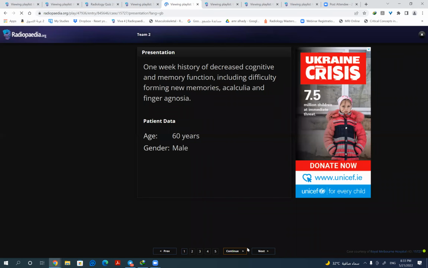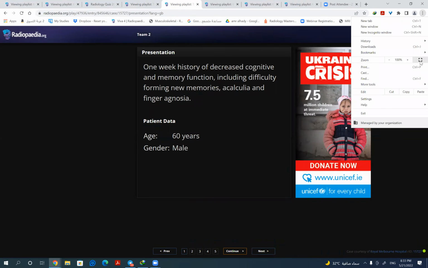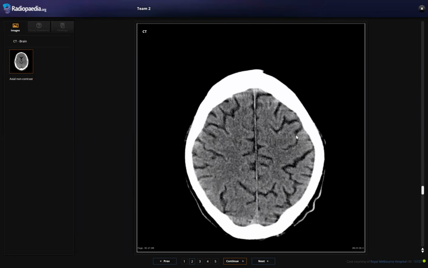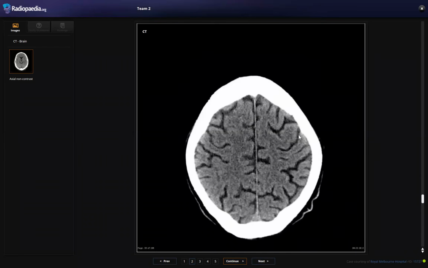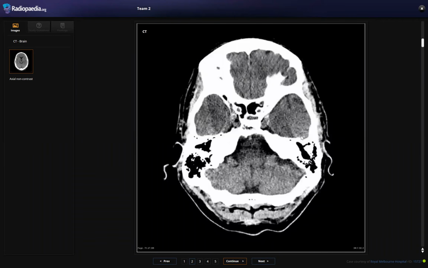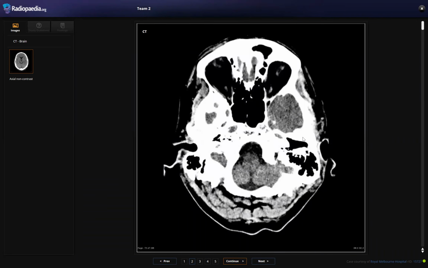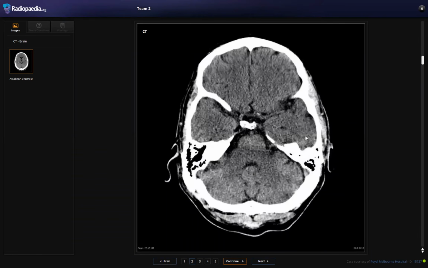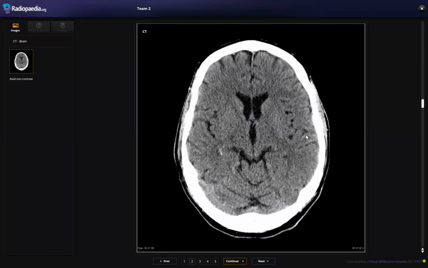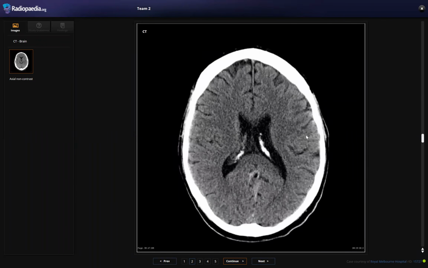So, a 60-year-old male, 1 week history of decreased cognitive and memory function, including difficulty forming new memories, acalculia, and finger agnosia. Okay, I'm just going to scroll through these images. So these are the CT scan brain axial non-contrast images of a patient who has presented with significant memory problems.